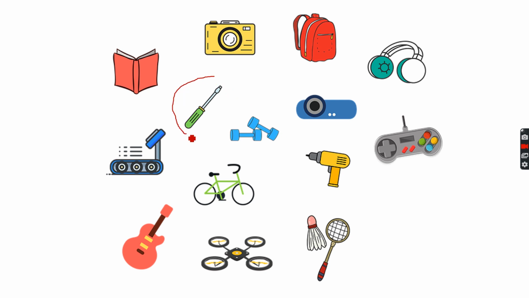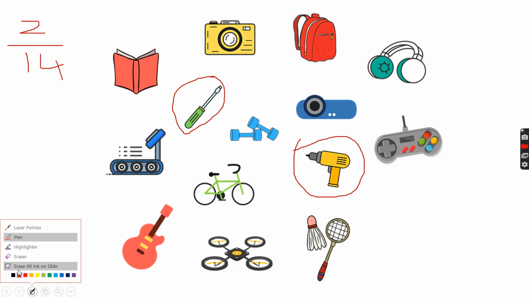Tools. Here's a tool. Here's a tool. The probability of picking a tool is 2 out of 14. That's great. This is good fun. Okay, probability. Nice and easy.